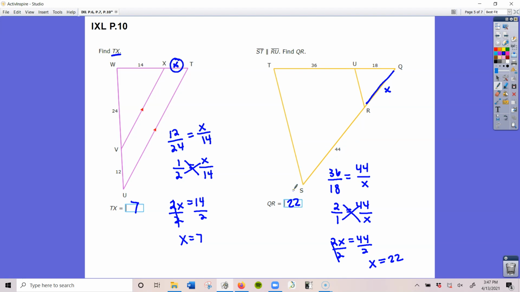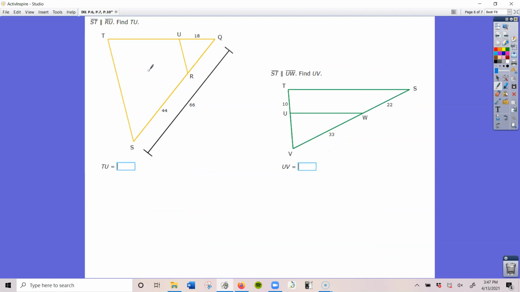But if that's difficult, if you can't see those ratios, then you can just always write it out like this, cross multiply, and solve for x. Now these are the harder questions. You have here that we're trying to solve for TU. So I'm calling that x.